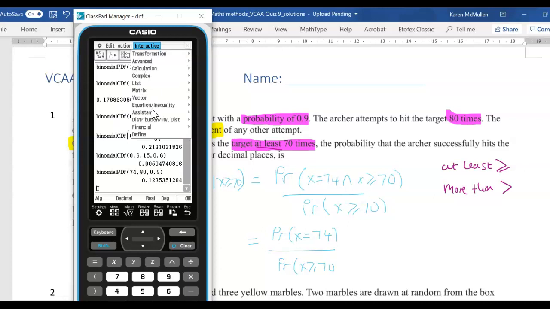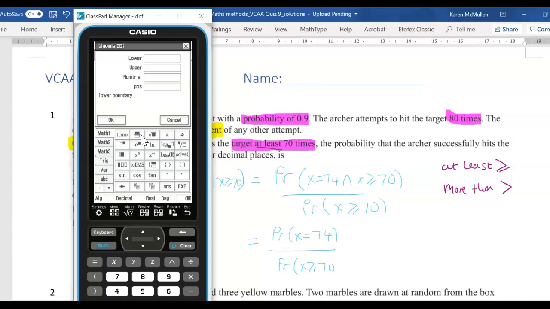All right, so there's your number. I'm not going to write that down because that is going to waste time. So the next one is CDF. So we're looking now at a range. The lower bound is 70 and the upper bound is 80 because that's our maximum. The number of trials is 80 and the probability of success is 0.9.